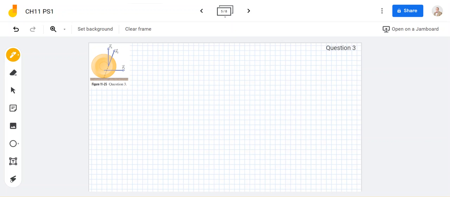Question number 3 says, what happens to the initially stationary yo-yo if you pull it with a string, A, force F2, and then B says force F1, and I bet C is force F3.